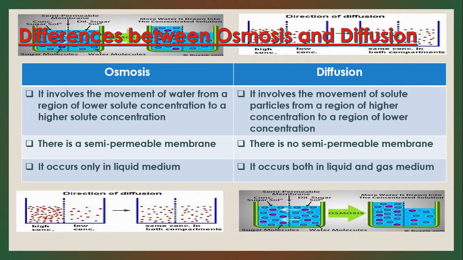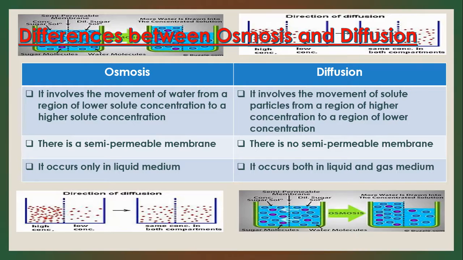And then higher solute concentration means less water. So it involves the movement of water from a region of lower solute concentration to a region of higher solute concentration. I think the mistake is the region didn't appear in the second part.